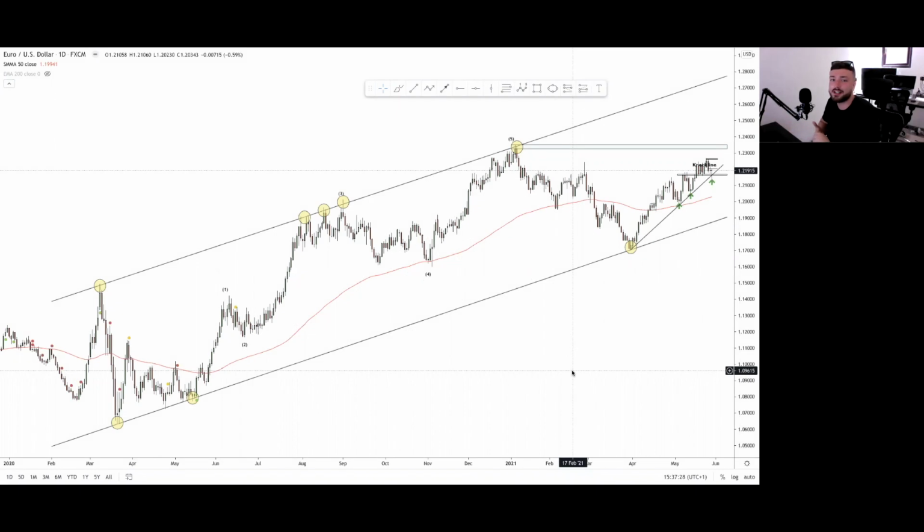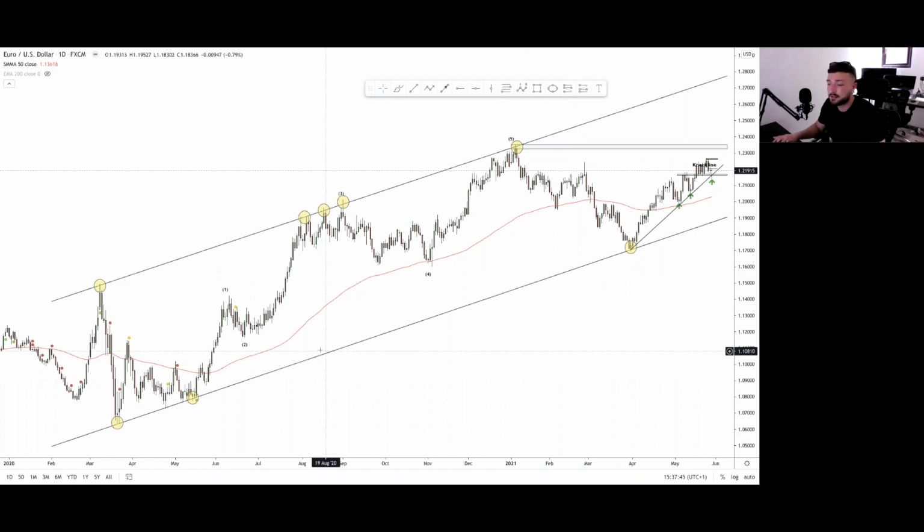Hey, welcome back guys. I'll be running through Euro USD today, starting on a daily, doing top-down analysis, working our way down the timeframes. Let's get straight into it and start on the daily chart. So as you can see on the daily chart here, we've got this beautiful ascending channel which we're currently trading in.